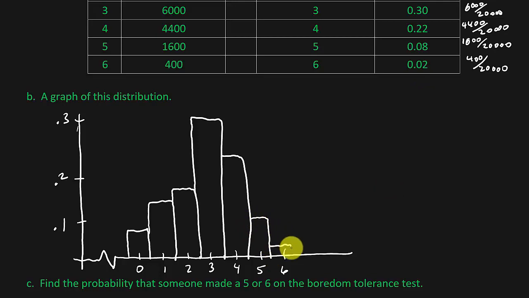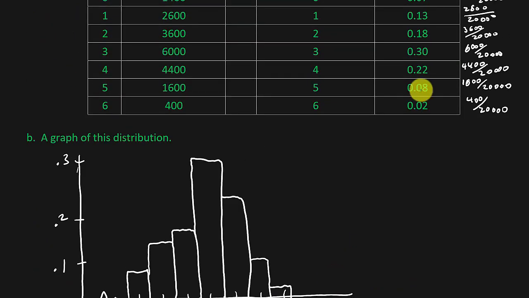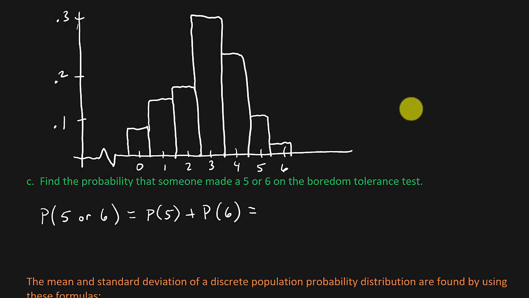Now, what if it said find the probability that someone made a 5 or a 6 on the boredom tolerance test? So the probability that they made a 5 or 6 on the test, well, there's a 5, there's a 6. You see that? So remember, that's the probability that they made a 5 plus the probability that they made a 6, keeping in mind these are independent events. Remember in the last video, we learned all about that. So for the 5, that would be 0.08, plus the probability we made a 6, that would be 0.02, which would be 0.1.